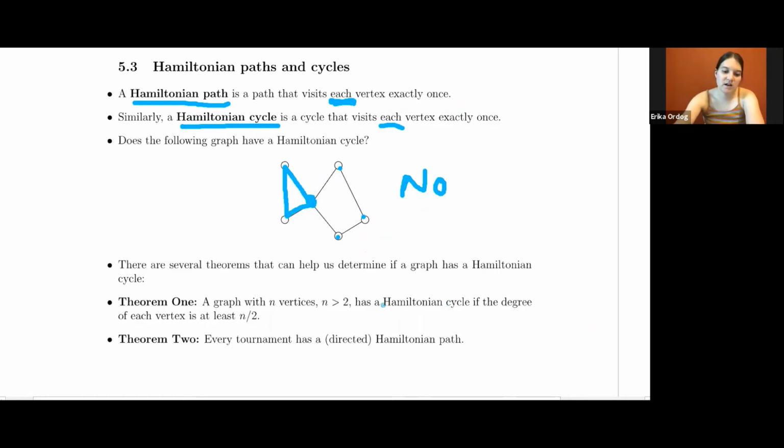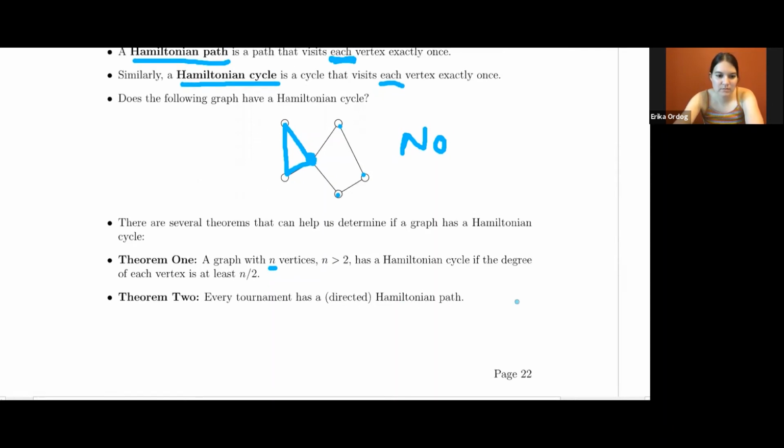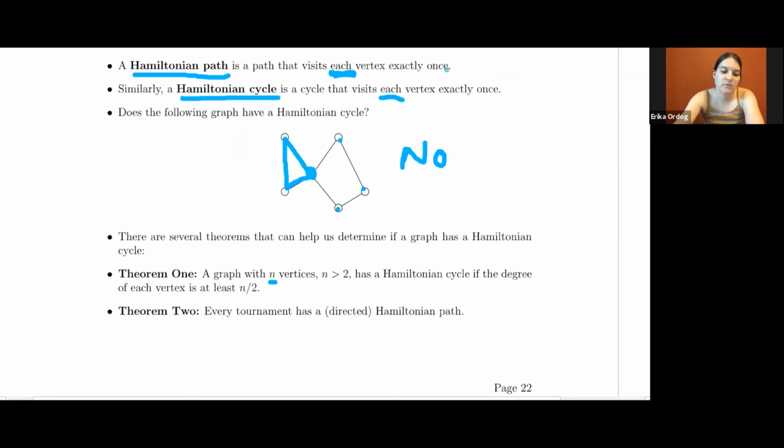So we have a few theorems that can help us decide if a graph has a Hamiltonian cycle. Theorem 1 says that if we have a graph with n vertices, where n is greater than 2, then there's a Hamiltonian cycle if the degree of each vertex is at least n divided by 2. And we have another theorem, this is for directed graphs: every tournament, remember that was a directed complete graph, has a directed Hamiltonian path. So it has a path that visits each vertex exactly once, following along the arrows.